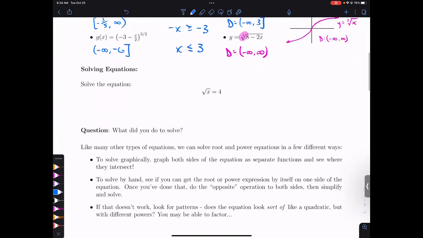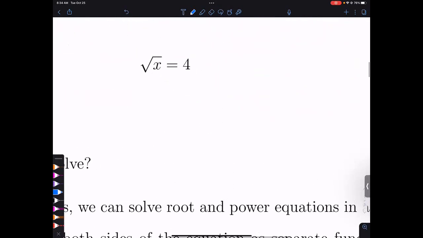So just real quick as a starter for tomorrow, and then we'll do some more of this, how would you solve something like that? Okay.